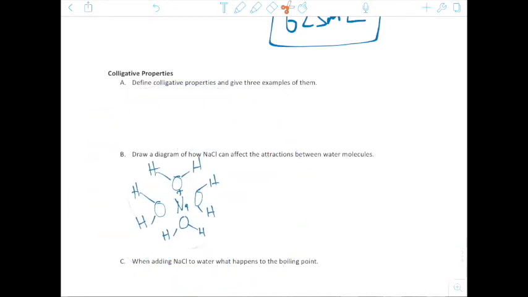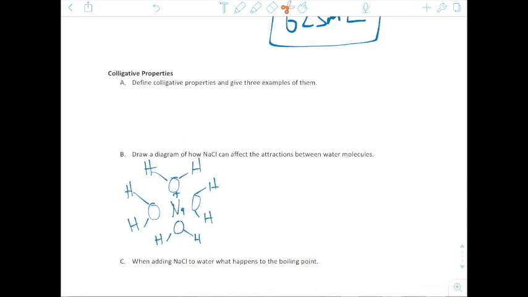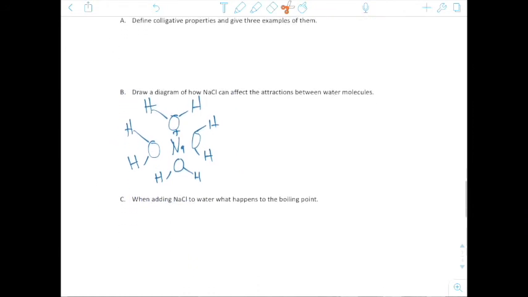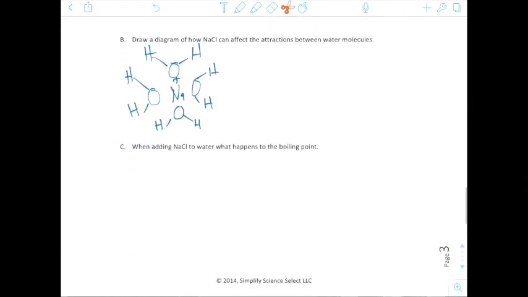And moving on to our next one, it says when adding sodium chloride to water, what happens to the boiling point? When you add salt to water, since you've added it in and all these water molecules are now organized, we know that you have to put in more heat, more energy, to break up these intermolecular attractions, and so the boiling point gets elevated.